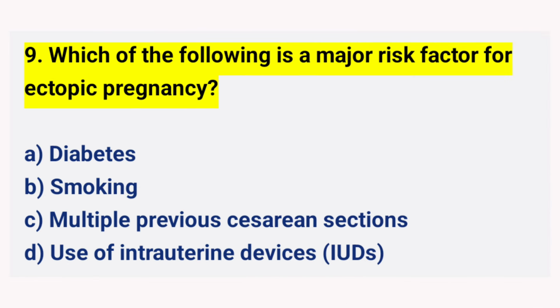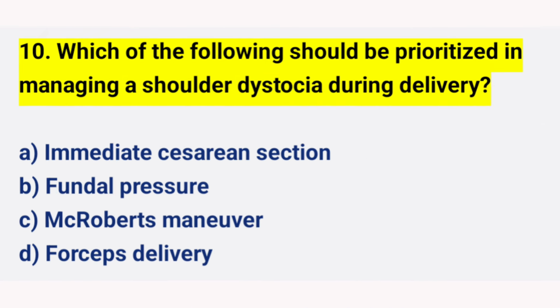Question number 9. Which of the following is a major risk factor for ectopic pregnancy? The right answer is option B, smoking. Question number 10. Which of the following should be prioritized in managing a shoulder dystocia during delivery? The right answer is option C, McRoberts maneuver.